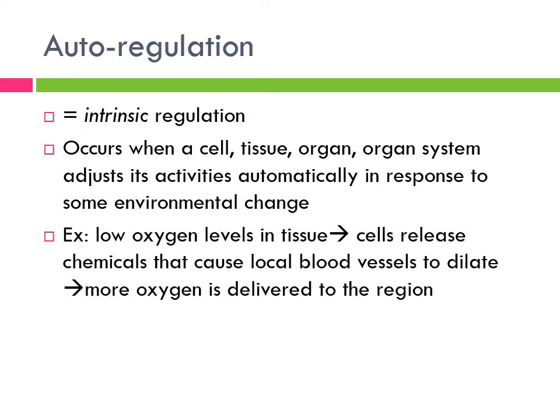First, we're going to look at intrinsic or autoregulation. This occurs when a cell, a tissue, an organ, or an organ system adjusts its own activities in response to some environmental change. So an example, if there's not enough oxygen level in a tissue, the cells can release chemicals that cause blood vessels to dilate, which is going to bring more blood into the area. Bringing more blood in brings more oxygen in, and therefore you have increased oxygen levels in your tissues. So it's when a specific cell or a tissue, etc., can react to a change in its local environment and create the opposing effect of that change.